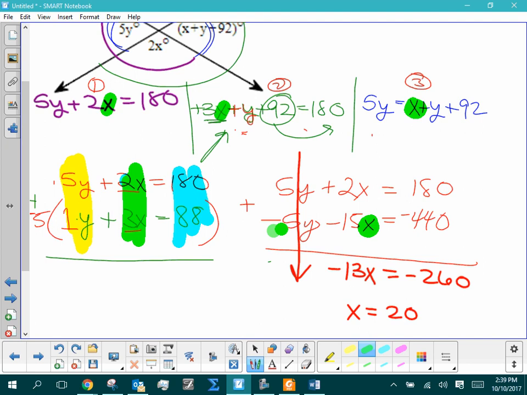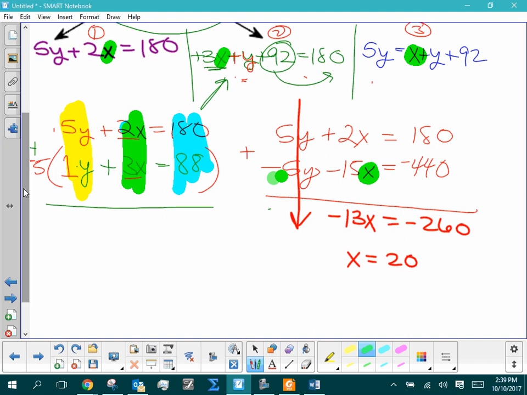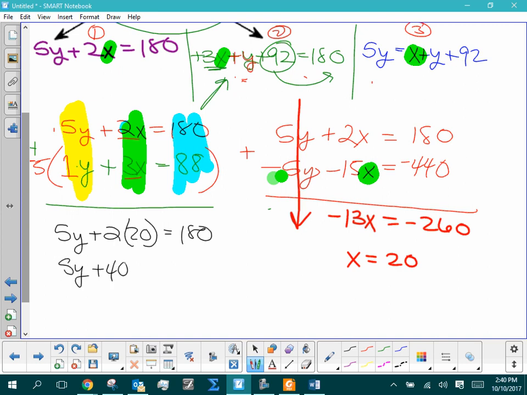So I'm going to go back into that first equation and plug into that. I just think it's going to be a little bit easier to do that one. So I go 5y plus 2 times x, which is now 20, equals 180. So 5y plus 40 is 180. 5y is equal to 140.